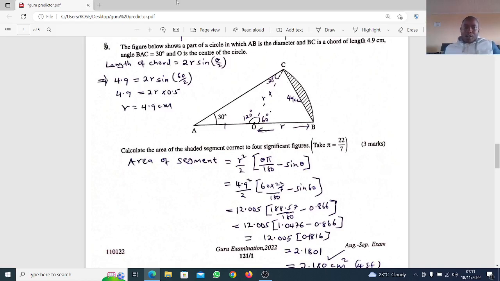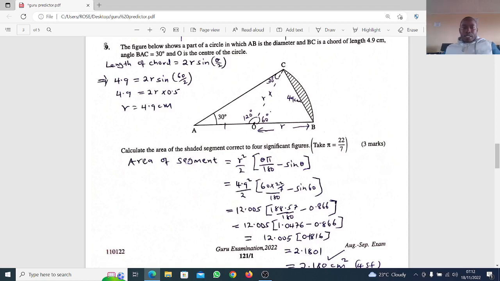Because you can use the area of a sector, theta over 360 times pi r squared, to find the area of the sector. And then you also have half AB sine theta, that is half times 4.9 times 4.9 times the sine of 60, to get the area of the triangle. You subtract the two, you get the area of the shaded part. If you use that formula, you'll get the same answer as using the formula I've used.